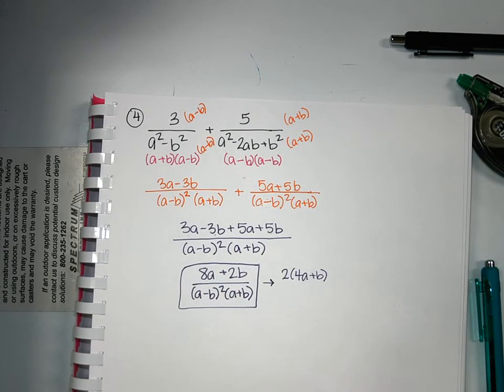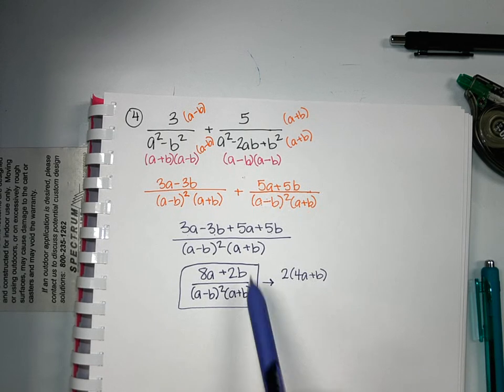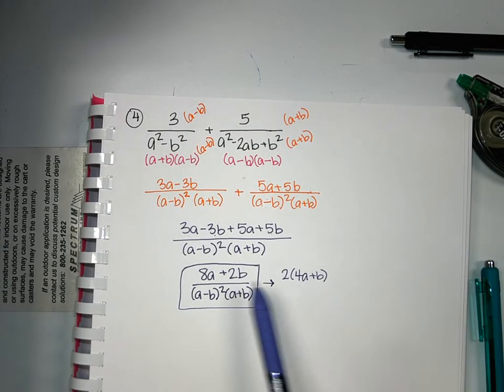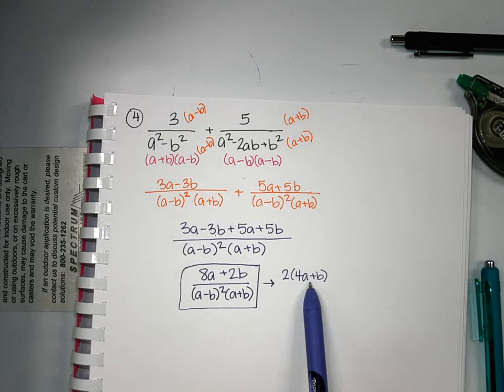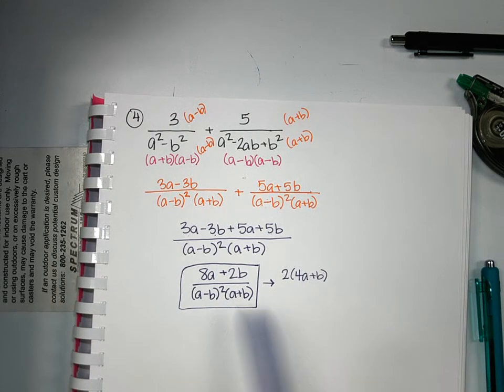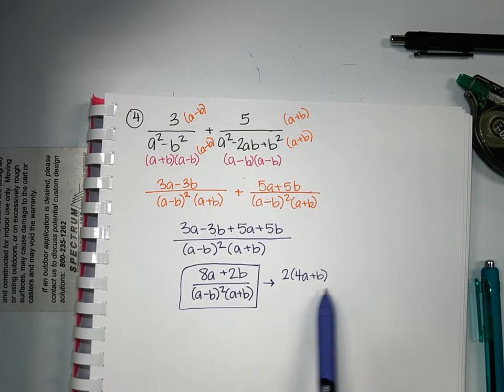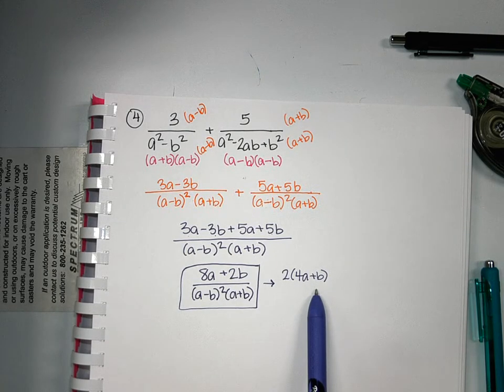So when you are done simplifying, you always want to just check. Can I factor it so that something cancels? If you do it and nothing cancels, this is your final answer. If you factor it and something can cancel, then you have to keep reducing until it's as simple as possible.